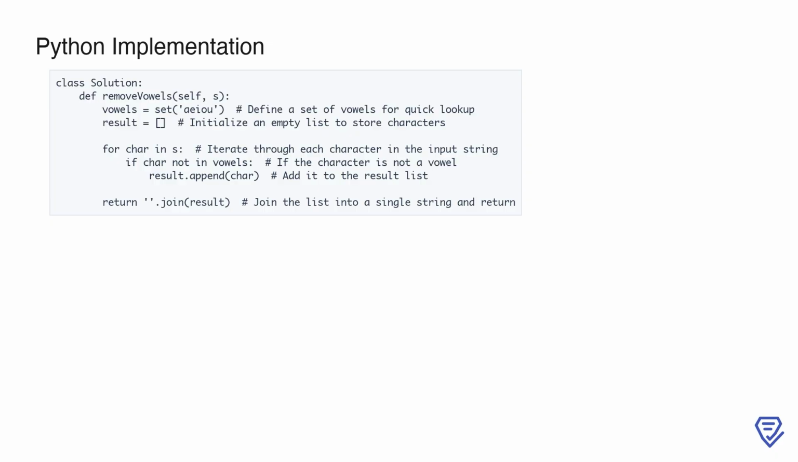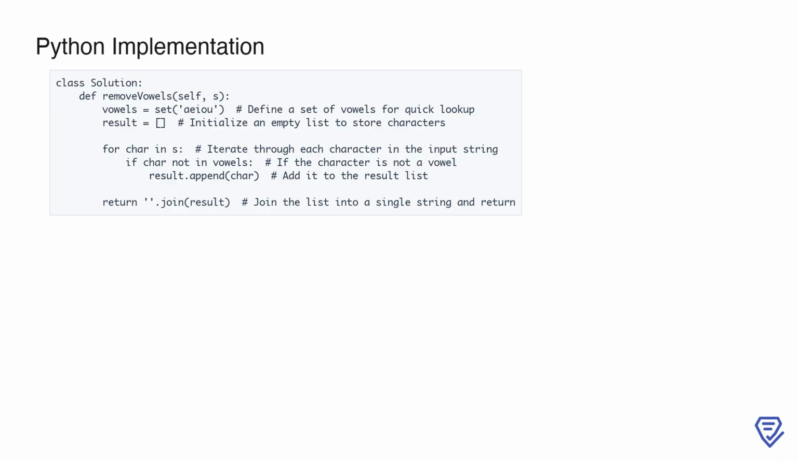2. Initialize the result list. We declare an empty list result to store the characters of the input string that are not vowels. Using a list allows us to efficiently append non-vowel characters during iteration. 3. Iterate through the string. Using a for loop, we iterate over each character of the input string s. For each character, if it is not in the vowel set, we append it to the result list. This filters out all vowels while preserving the order of non-vowel characters.